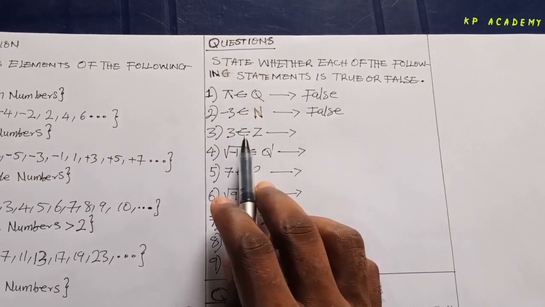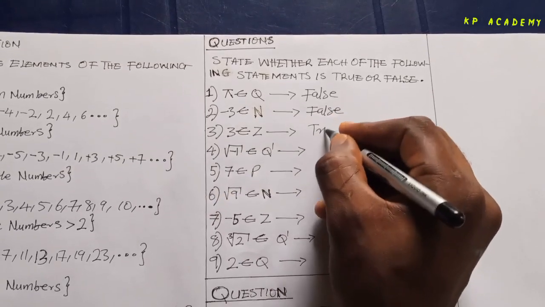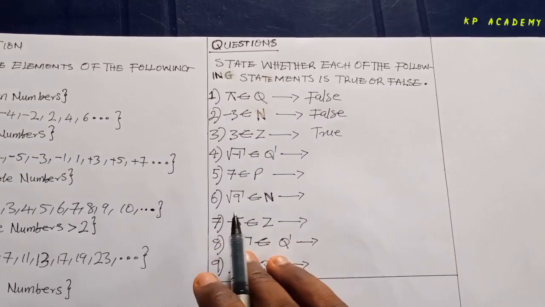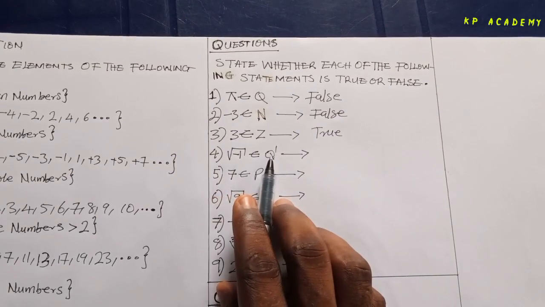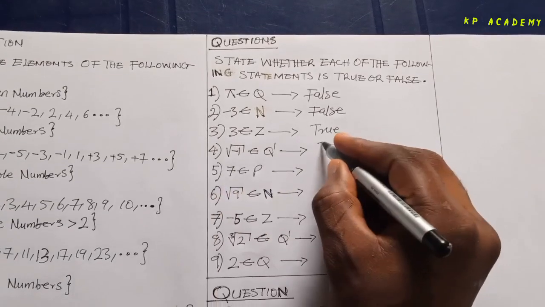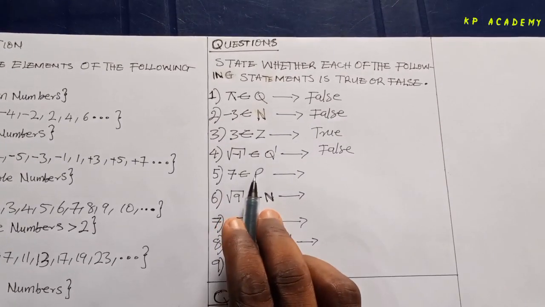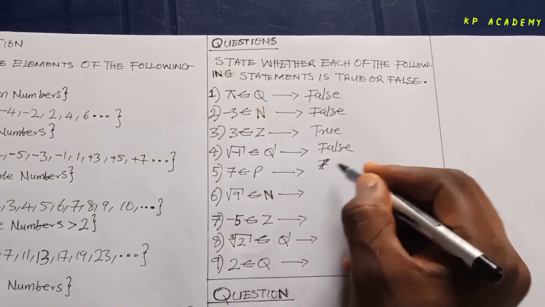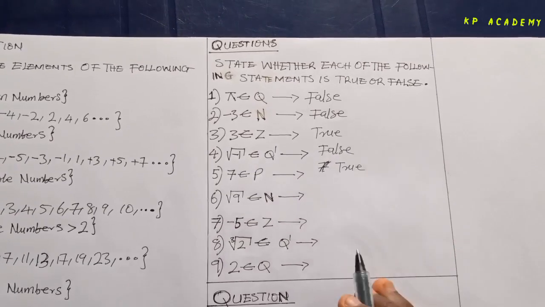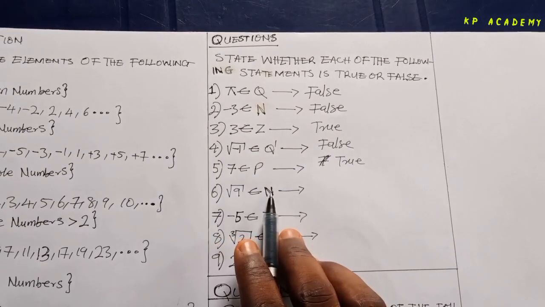Next one, 3 is an element of the integers. It is true. Next one, the square root of minus 1 is an element of the irrational numbers. It is false. Next one, 7 is an element of the prime numbers P. It is true because 7 is a prime number. All right. Now, next one, the square root of 9 is an element of the natural numbers. It is true. All right.